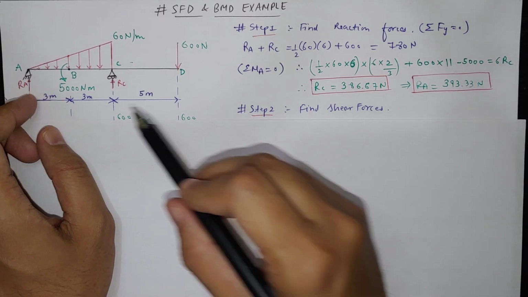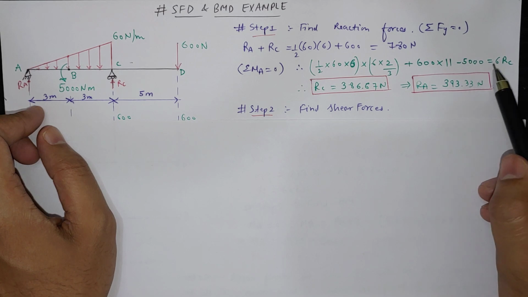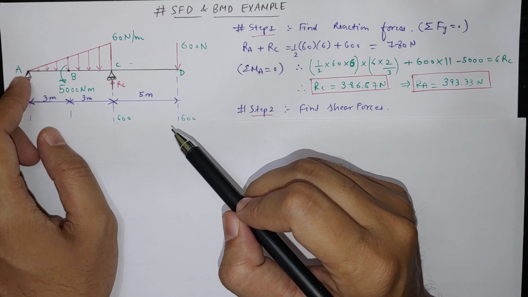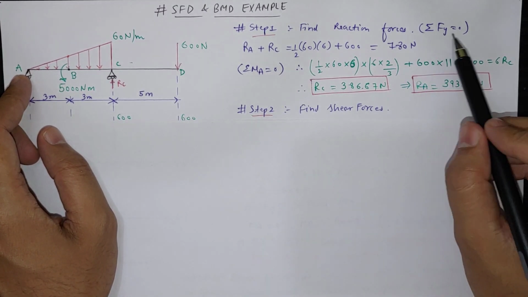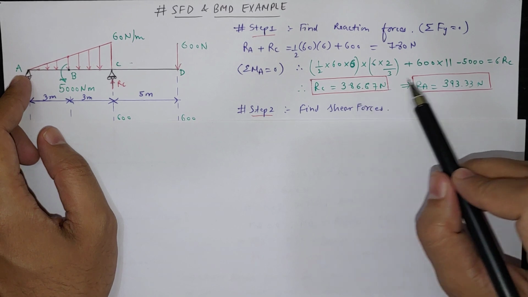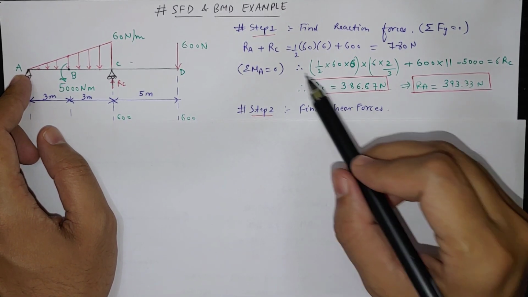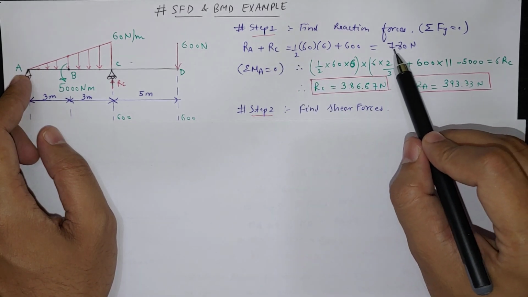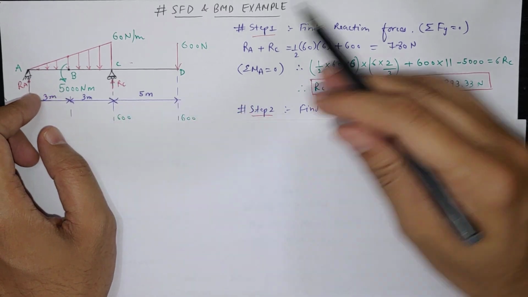So RC is at 6 meter. So minus 5000 and minus 6 RC are in the same counterclockwise direction. So this equation and this equation combine, if we combine here, from here if you find RC, that magnitude will be this much, and after calculating RC, if we keep in this equation 780 Newton, then we get Ra. So now we have both Ra and RC.